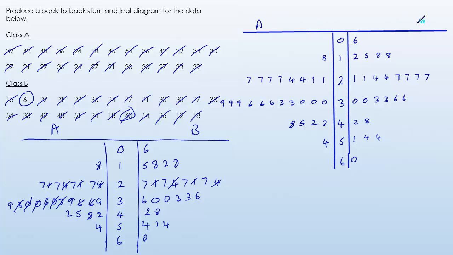So we've got A and B as the 2 classes. And we need a key. So I'm going to put, let's choose somewhere nice in the table, such as this one here, which illustrates the point well. So 5 | 4 | 1 means 54 for class A and 51 for class B.